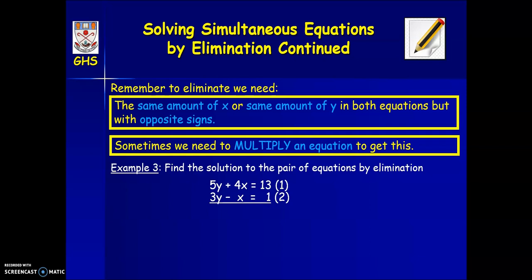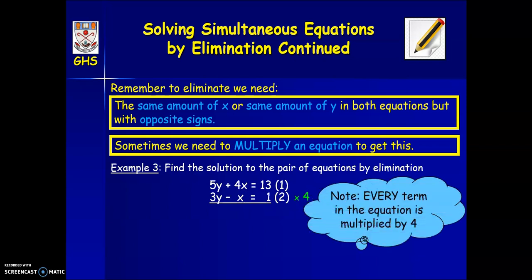Now, we want the same amount of x or the same amount of y in each equation, but with opposite signs. So we're kind of halfway there with the x terms because we have the opposite signs, but we need 4x in equation 2, so therefore we need to multiply equation 2 by 4.